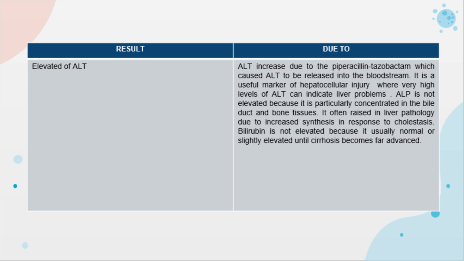It is a useful marker of hepatocellular injury, where very high levels of ALT can indicate liver problems. ALP is not elevated because it is particularly concentrated in the bile duct and bone tissues. It is often raised in liver pathology due to increased synthesis in response to cholestasis, while bilirubin is not elevated because it is usually normal or slightly elevated until cirrhosis becomes far advanced.